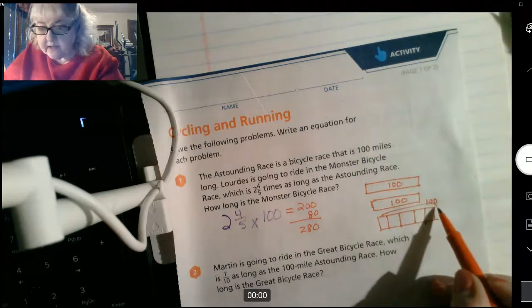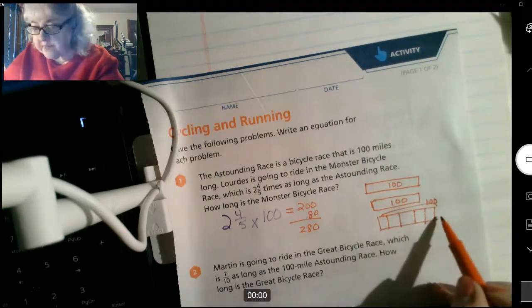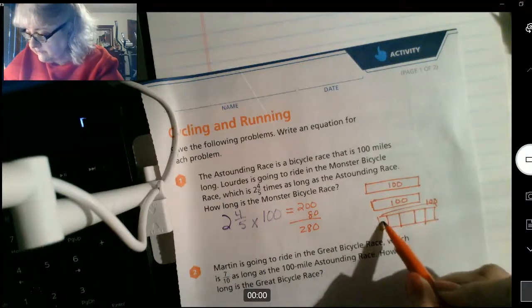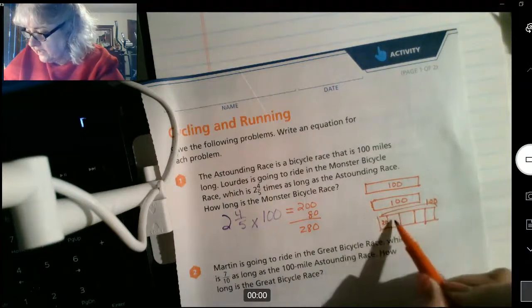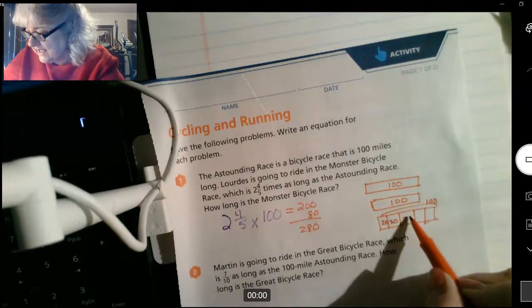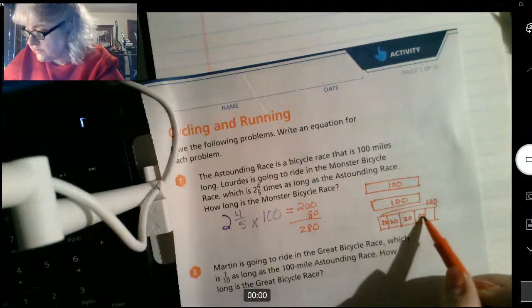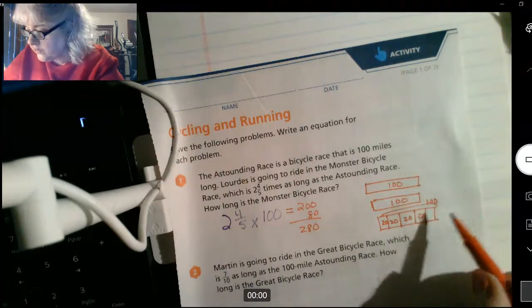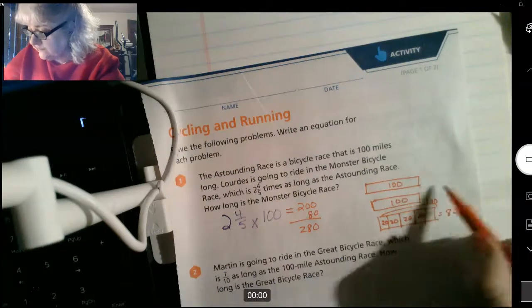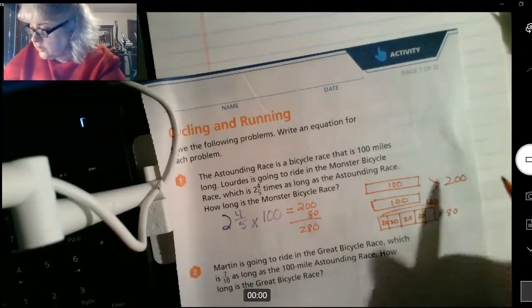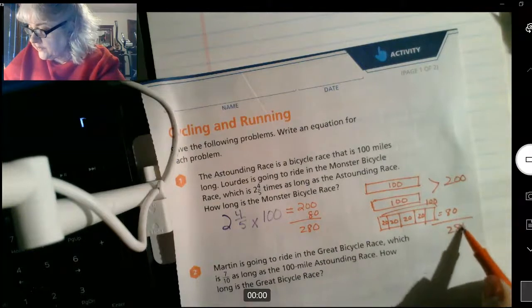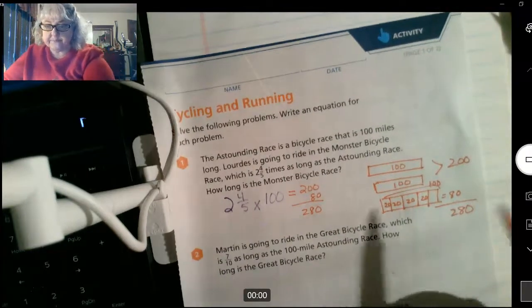But I have to think about dividing 100 into 5. So 100 divided by 5 is 20. Each one of these partitions is a fifth. But I have 4 of them. So 20 plus 20 is 40. And 20 plus 20 is 40. And 40 and 40 is 80. So once again, I have ended up with the answer 280.